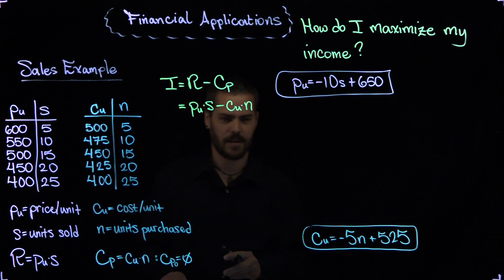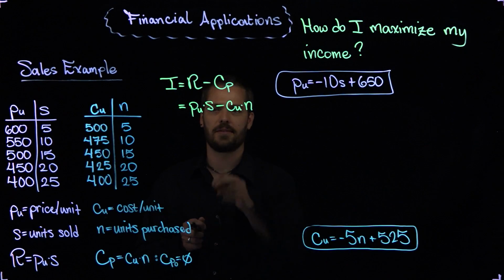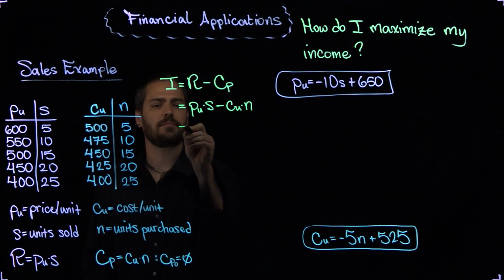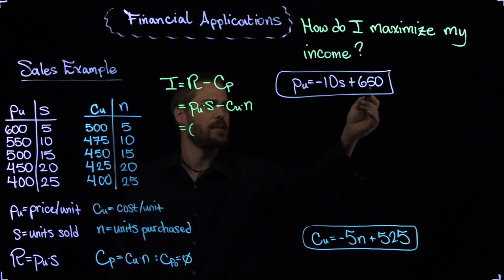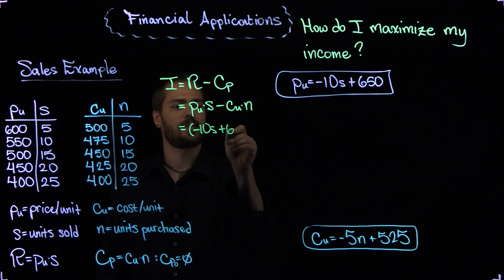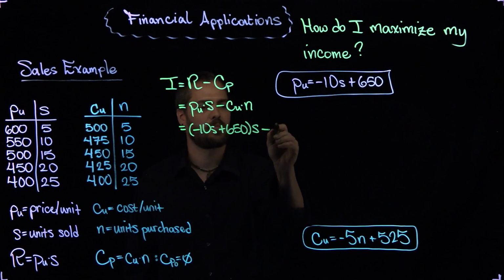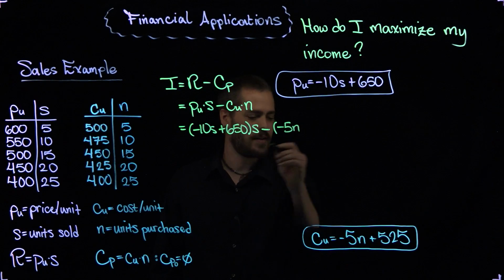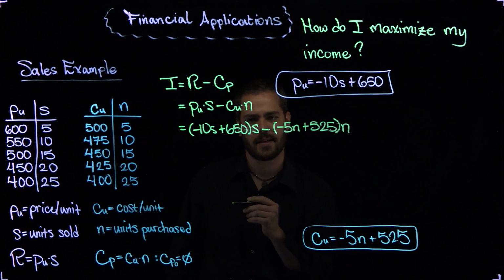Let us go ahead, now that I'm back from erasing, plug these two fellows into my income equation where I see them there. So if I plug this one in, let's replace the PU with some parentheses, and I'm going to put the stuff on the right-hand side of that equation in there instead. Negative 10s plus 650, times s on the outside. Minus parentheses, I'm going to use this equation for my CU. Negative 5n plus 525, and I've got an n on the outside.